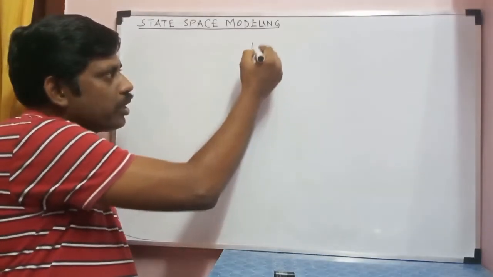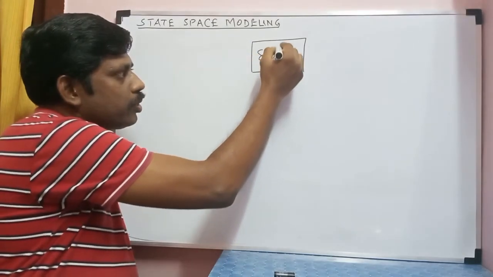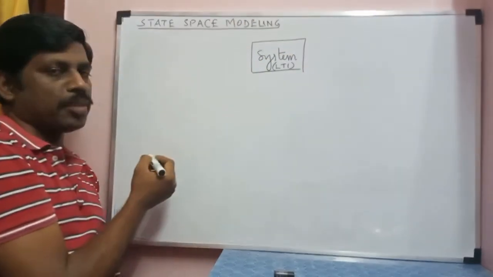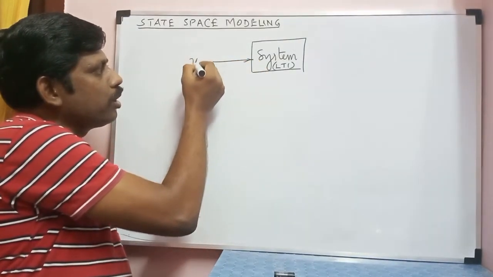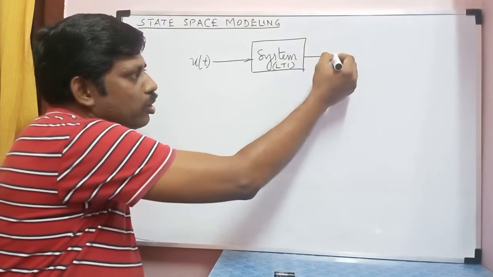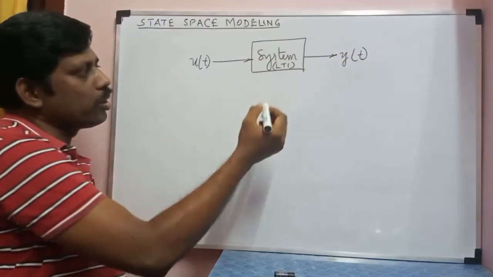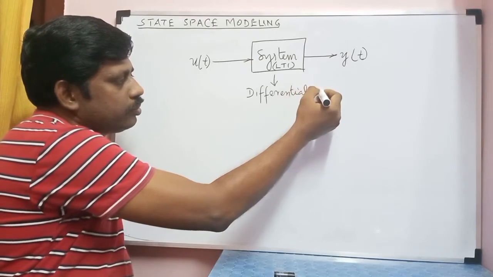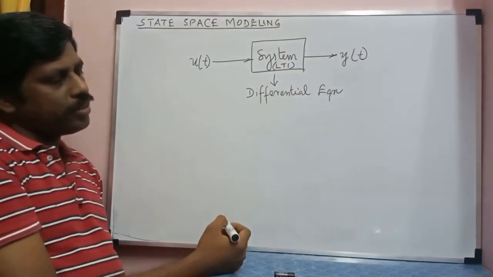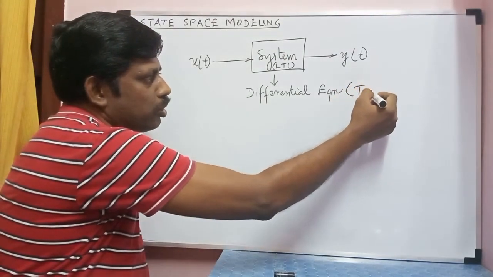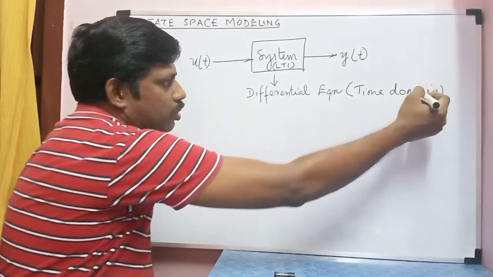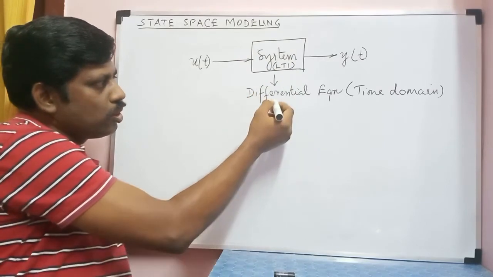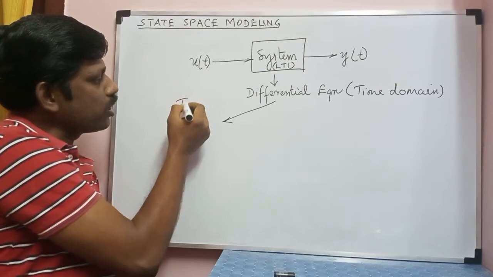So anyhow, if I have a system, obviously I will take it as an LTI system, a linear time invariant system. And if I give an input u of t, I am going to get an output y of t. Okay, so how do I model it? I write the differential equation. Once I write this differential equation, which is of course in time domain, I can get the mathematical model of the system in different ways. One of the ways we know is the transfer function model.